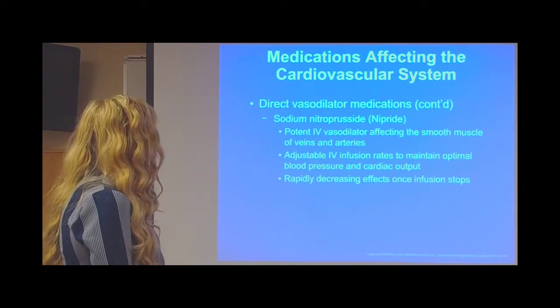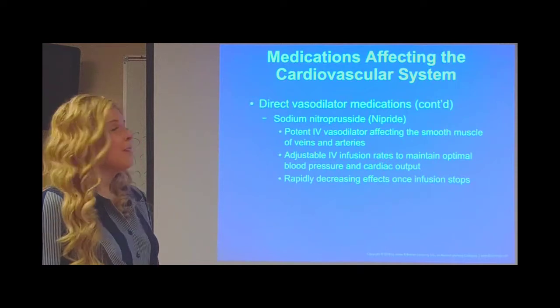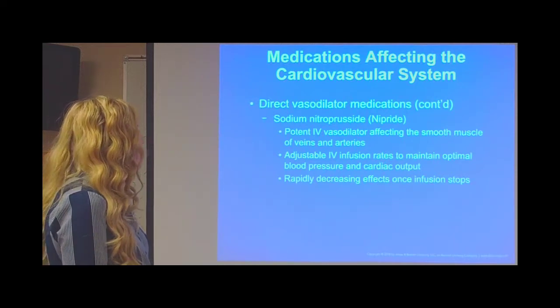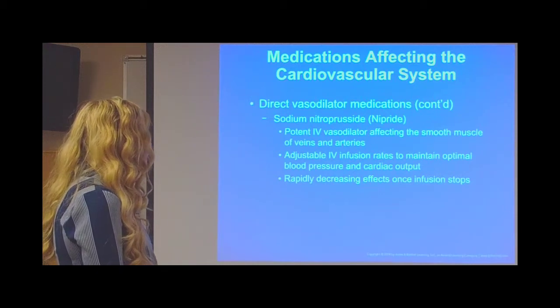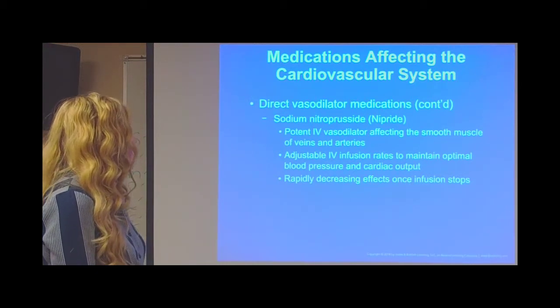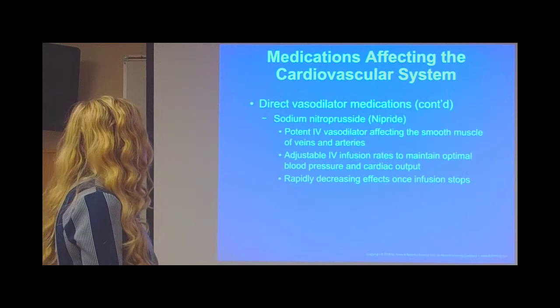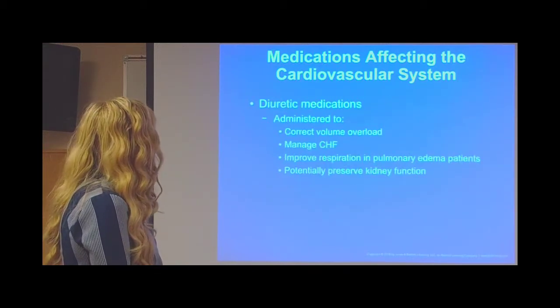And then sodium nitroprusside is a potent IV vasodilator, also affecting the smooth muscle of veins and arteries. It has adjustable IV infusion rates. I'm not super familiar with this one, so I'm just going to touch on that one.